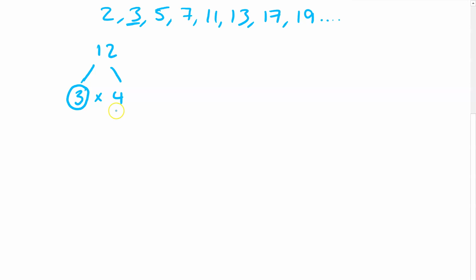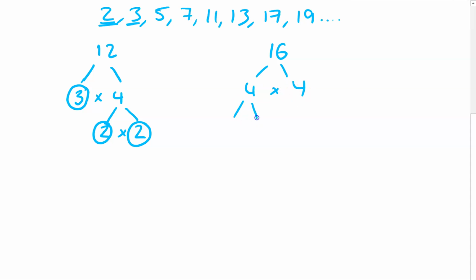4 is not a prime number, so we need to split 4. So a times sum that makes 4: 2 times 2. 2 is a prime number, so it is an apple. And we can't go any further because we've got apples on everything. We do the same with 16. 4 times 4. We do 2 times 8. And it doesn't actually matter how you split them up, because they will always split the same way in the end. You just have slightly different shaped branches.